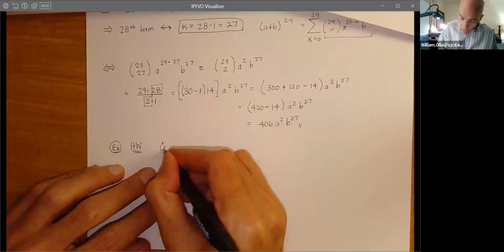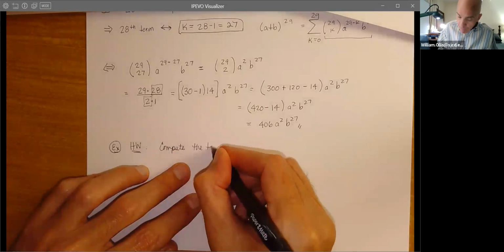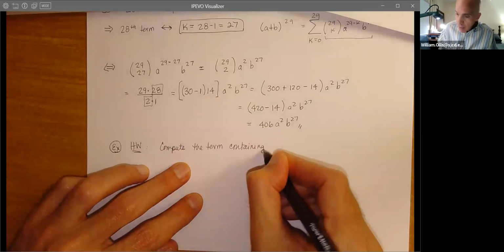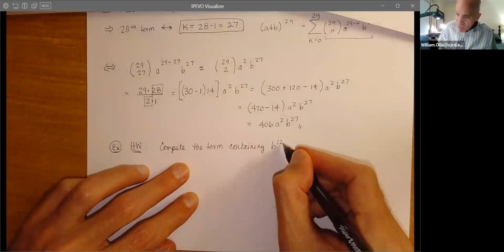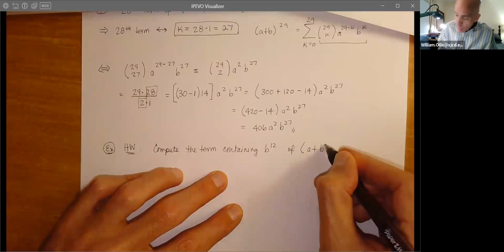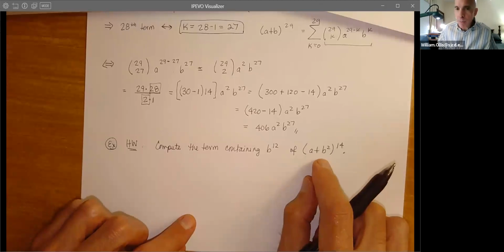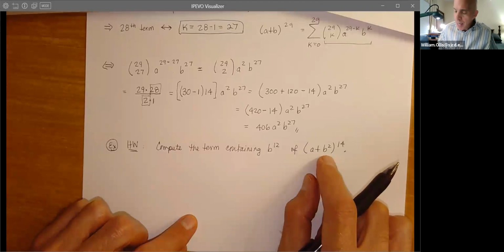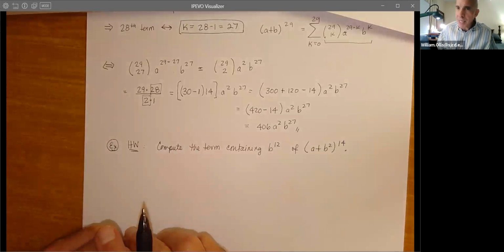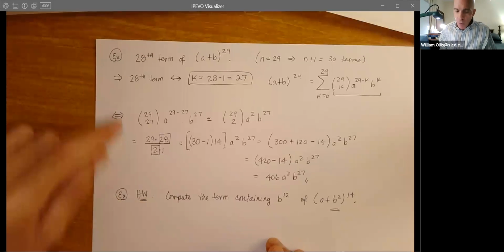So compute, this is what I was talking about before. Compute the term containing b to the 12th of this particular term, a plus b squared to the 14th. So what you want to do here is figure out what the binomial theorem says about this, and then determine the k, which will give you the power of 12, and that'll be easy to do. So write down the theorem for this, determine the value of k, and then you're back to this problem.